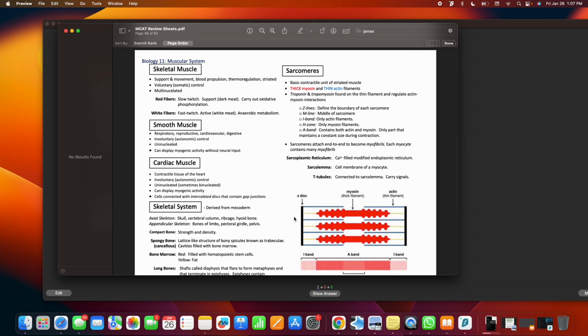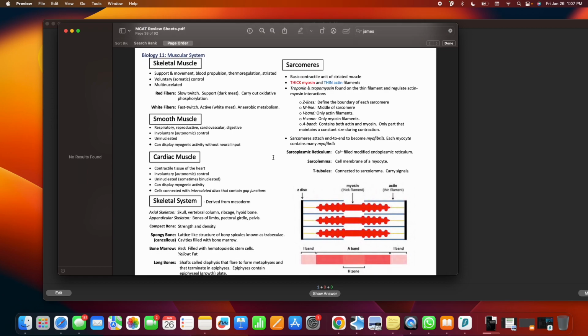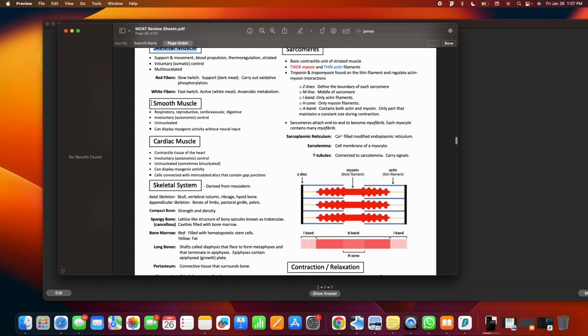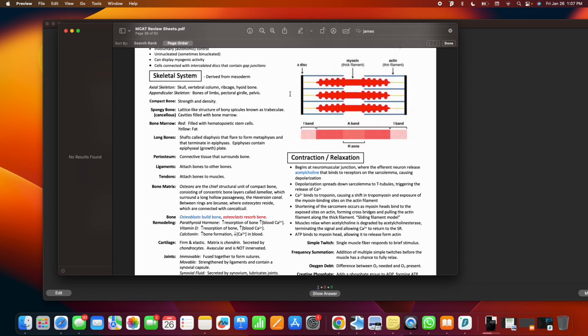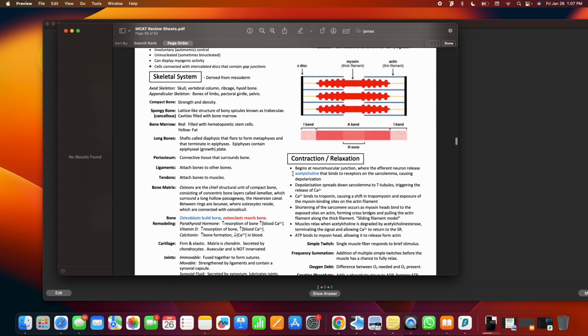Let's continue with the muscular system. We have only the 11th chapter and the 12th chapter left. So we have skeletal muscle for biology, I meant. We have skeletal muscle, smooth muscle, cardiac muscle, the skeletal system, the sarcomeres, and contraction and relaxation of muscles.